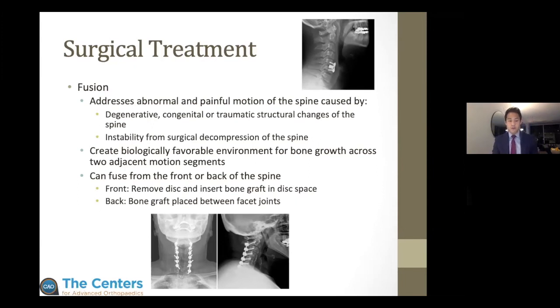You can also perform a fusion in the back. So a fusion in the back is necessary whenever you want to remove the bone off the back of the spine. And in doing so, you destabilize the spine. And so what you do is you lay down some bone graft across the facet joints in the back of the spine, and then you place screws and rods in order to stabilize the spine. Okay, and so in both of these circumstances, what we're doing is we are facilitating bone growth across an area that used to move, and by eliminating that movement, we eliminate pain generated from that movement.